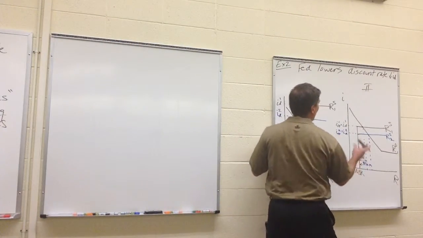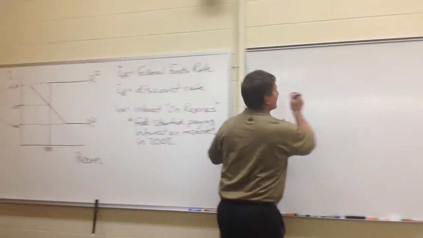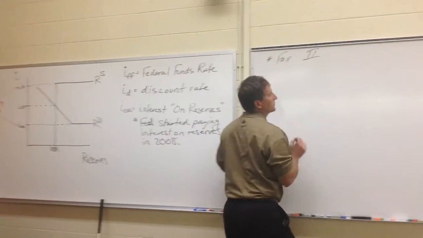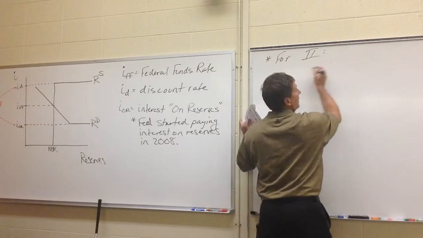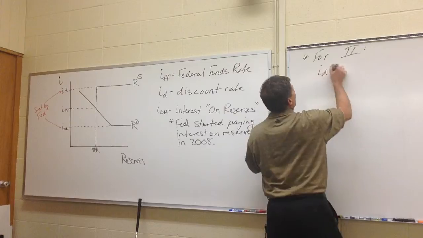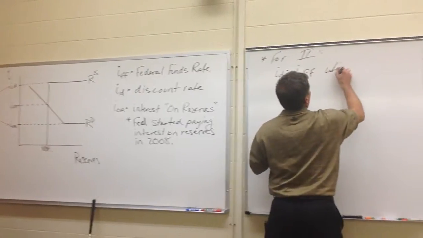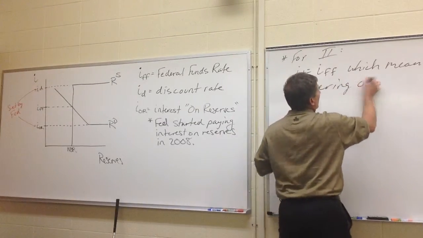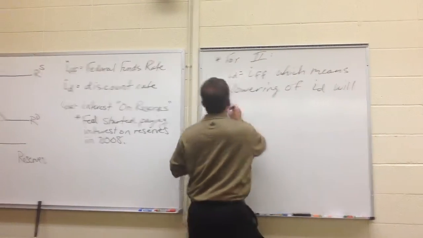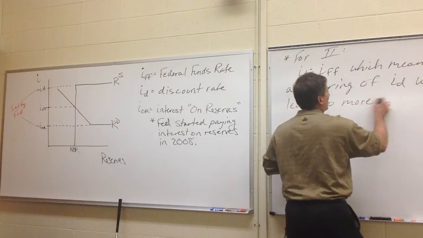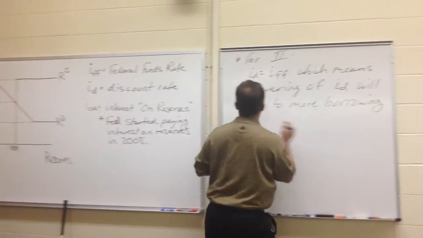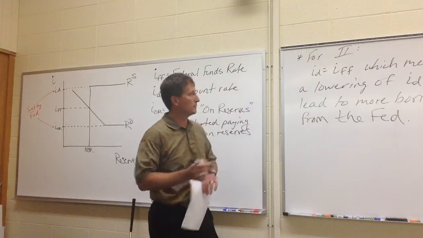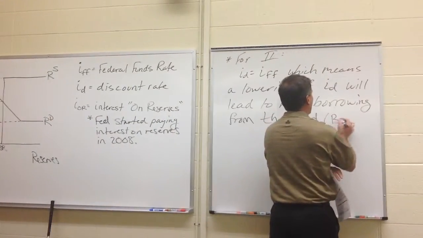So, let me write it here just to give myself a little bit of room. And you want for case 2, right? For case 2, the discount rate equals the federal funds rate, which means a lowering of the discount rate will lead to more borrowing from the Fed. And this is our little BR, an increase in BR.